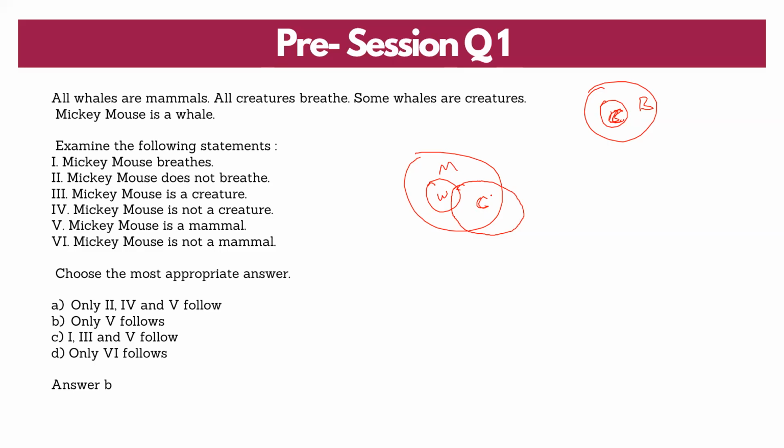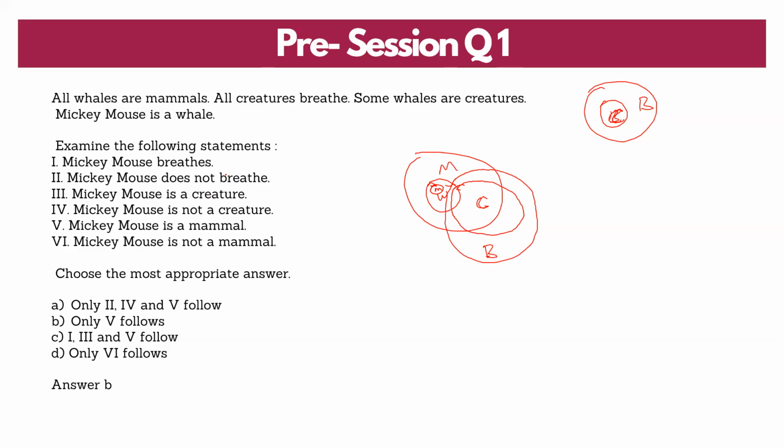Remember, in session number one on syllogism, my illustration question was like this. So this is the diagram. Now Mickey Mouse is a whale, so Mickey Mouse will lie inside whale. There is one diagram which I have left, the second one: all creatures breathe. So all creatures breathe means breathe will lie outside creatures, something like this. Now here you automatically see that when I have drawn the diagram of breathe, there is no other way to draw it. It has to intersect M at some point. So this is what we mean by mistake number three that I was talking about.